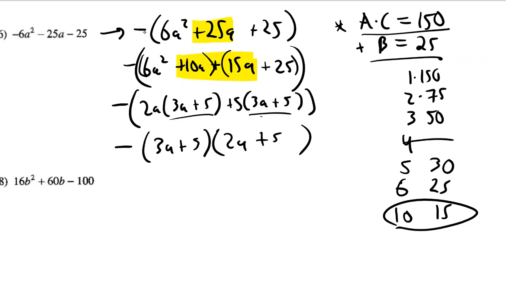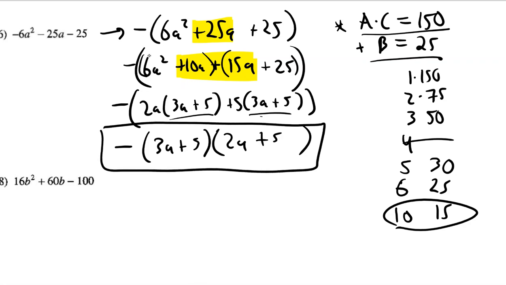And notice that negative that I factored out from the beginning just stayed along for the ride. Make sure that you keep it in each step. Don't just hope that you have it in the end. And so then that's what I would get.